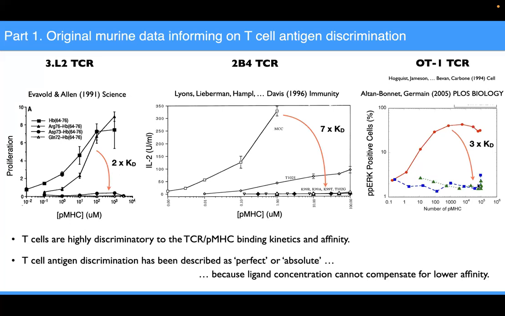If the T cell by chance happened across a foreign antigen, one that it's never encountered before, and it happened to have a slightly higher affinity, then it would induce T cell activation and initiate a global immune response in your body. And so because T cell antigen discrimination, at least according to these initial studies, was thought to be perfect or absolute, because ligand concentration couldn't compensate for a lower affinity, people refer to this kind of discrimination as perfect or absolute based on the affinity, okay? You couldn't compensate with a higher ligand concentration for a slightly lower affinity.